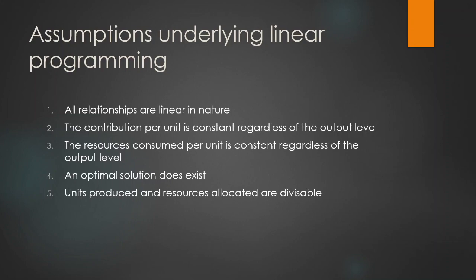This means that we may get an answer of partial units, i.e., we may need to produce 10.5 units of a product. We then need to interpret this as manufacturing 10 units of the product, as we cannot manufacture partial units.